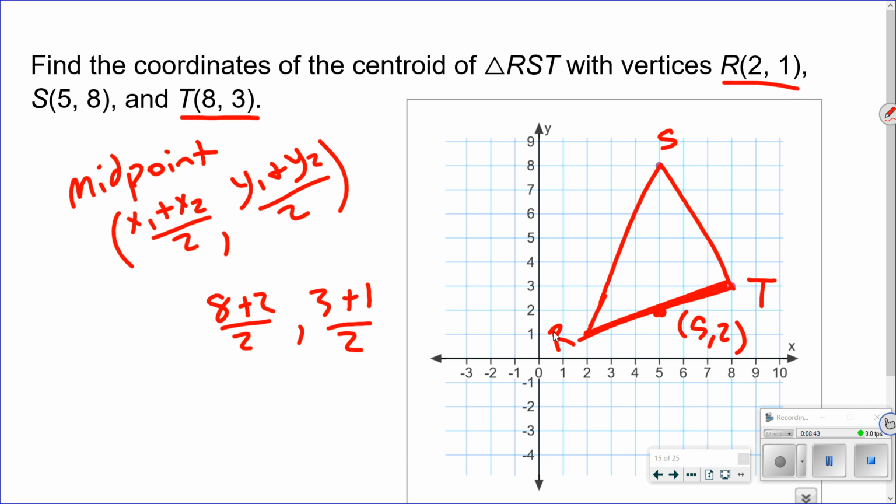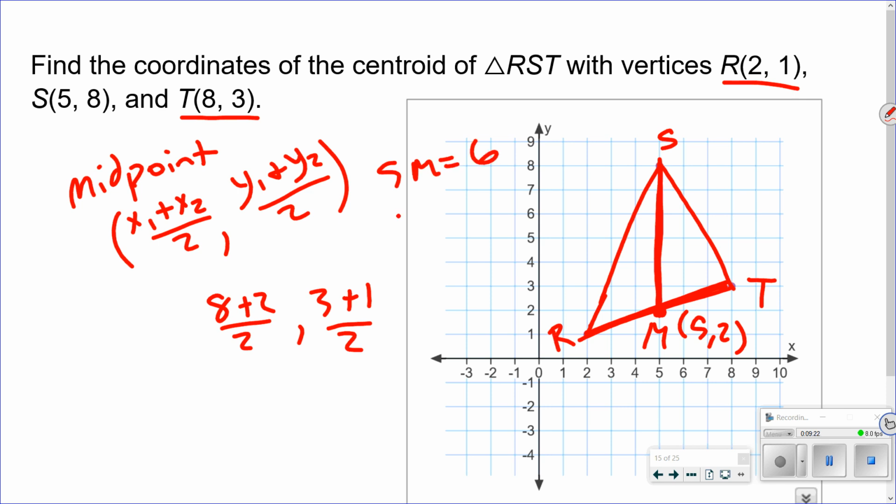Well, that works out nice because that whole segment right there then is my median. And now I can find the coordinates of the centroid. Remember the relationship. If that's a whole segment, then the centroid has to split it into those parts, 2/3 and 1/3. So let's find the total distance. We can just count that. That's 1, 2, 3, 4, 5, 6. So the distance from S to the midpoint, I'm going to call that point M, the distance SM is 6.